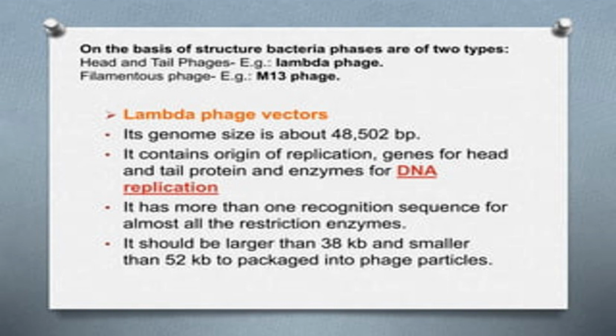It contains origin of replication, genes for head and tail protein, and enzymes for DNA replication. It should be larger than 38 kb and smaller than 52 kb to pack into phage particles. It has more than one recognition sequence for almost all the restriction enzymes, and that is the specialty of bacteriophages.